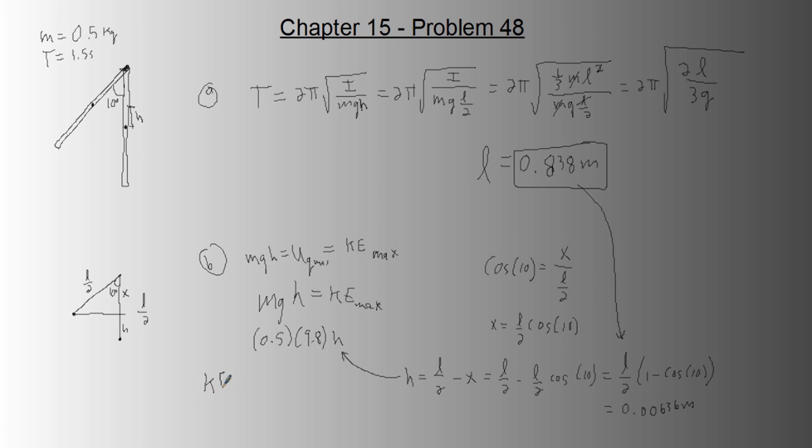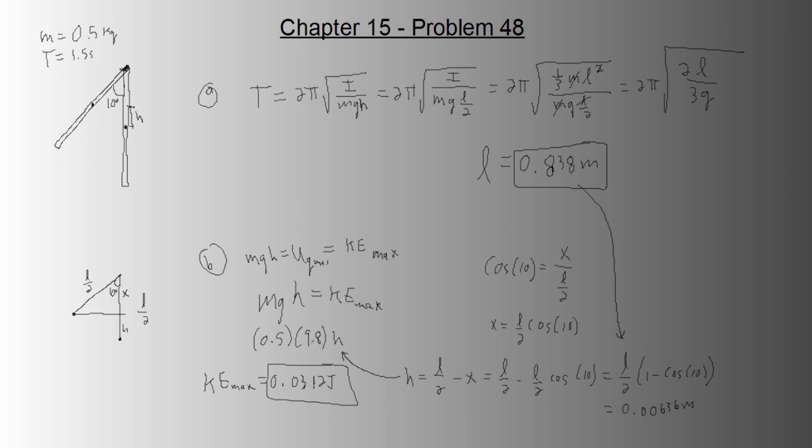Stick that in here, and we get mgh, which is KE max. So I'm just going to put that equals 0.0312 joules. So that was pretty cool. Conservation of energy, physical pendulum period, moment of inertia, geometry, lots of good stuff.